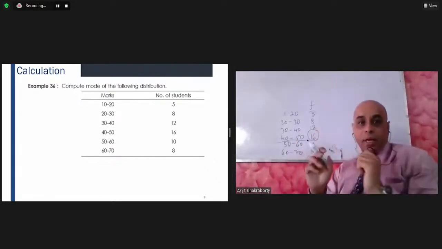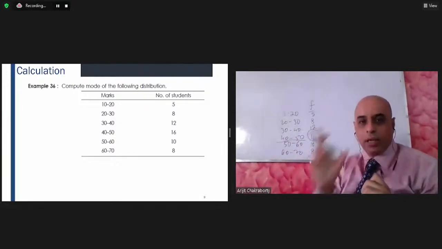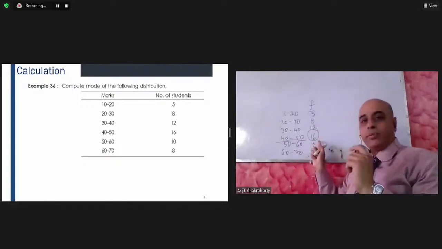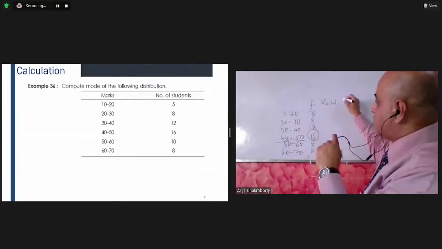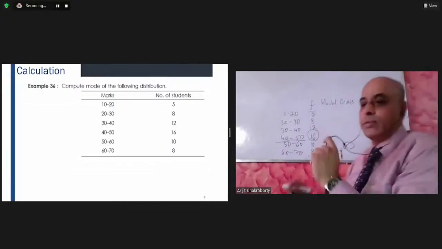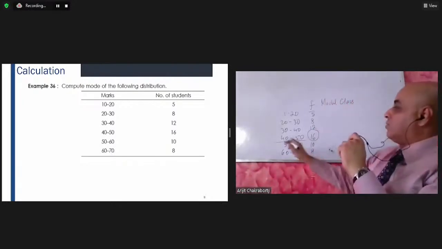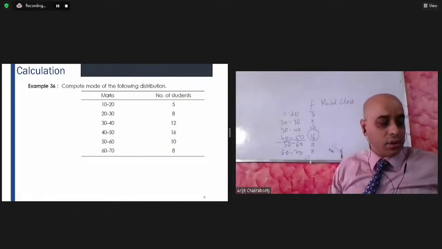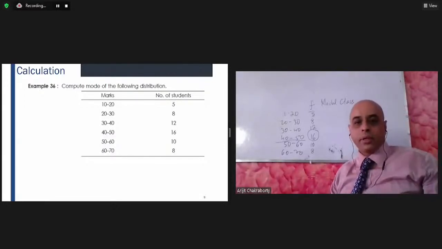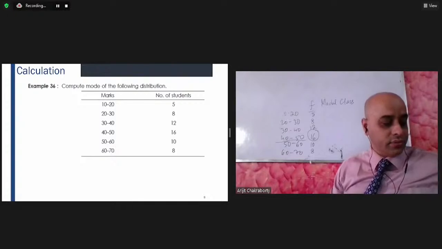That class means here the boundary which you can see, 40 to 50. That class which has the highest frequency is called the modal class. I'm writing it here. It is called the modal class. So in this example, the modal class is nothing but 40 to 50. Okay, 40 to 50. So how to solve it? Let us look at, yes, 40 to 50, many of you have written it. Yes, Priyanka has already got the answer. Shambhavi has written 40 to 50, very good.